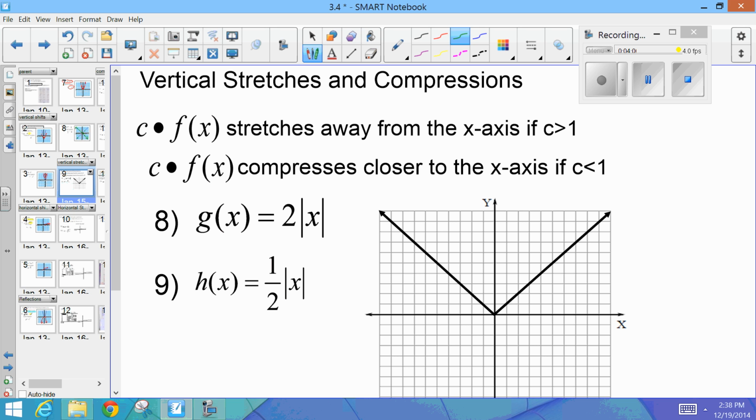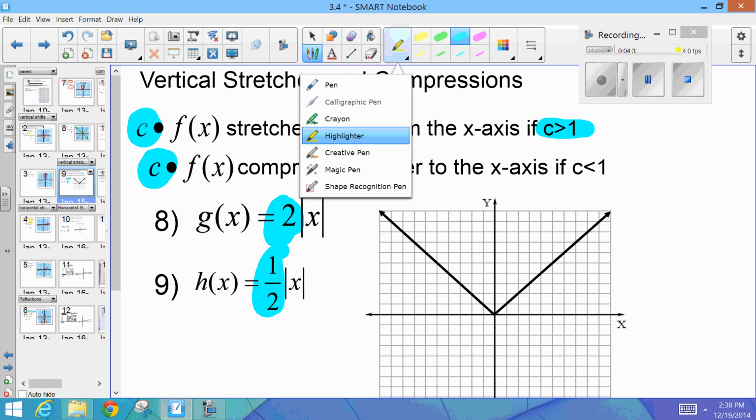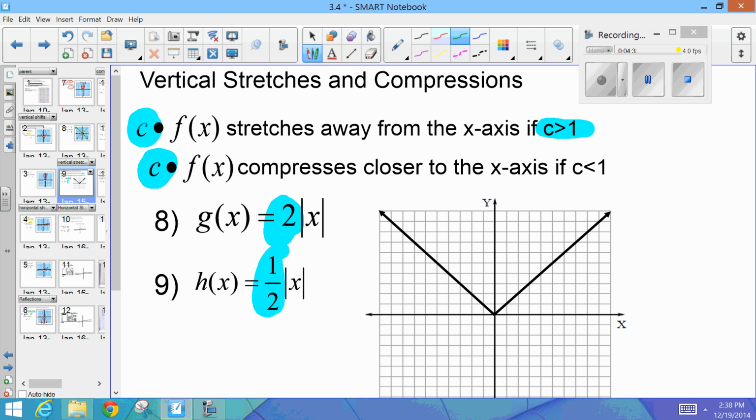So if I have an A that is being multiplied outside the parentheses for the parent function, it is going to be either a stretch or a compress, okay? If that number that I'm multiplying by, I said A, but we're calling it C for these problems, if that number is larger than 1, then it stretches away from the x-axis. For example, G equals 2 times the absolute value of x.